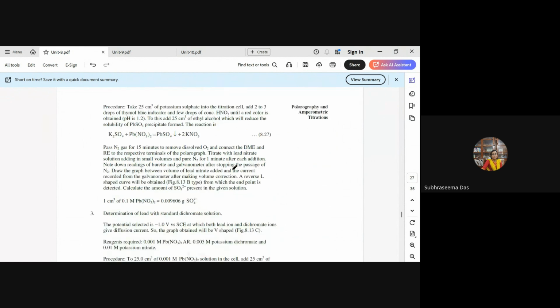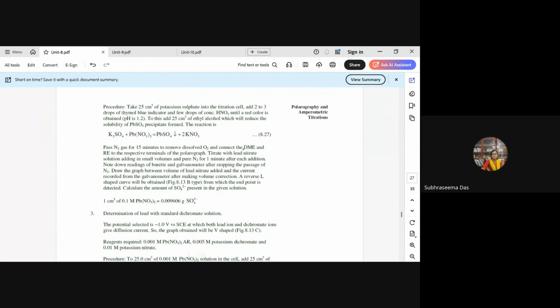So what is the procedure for this process? We take 25 ml of potassium sulfate into the titration cell. We add 2 to 3 drops of thymol blue indicator and a few drops of concentrated HNO3 until a red color is obtained at pH 1.2. Now to this red color solution, we will add 25 ml of ethyl alcohol, which will reduce the solubility of the PbSO4 precipitate.